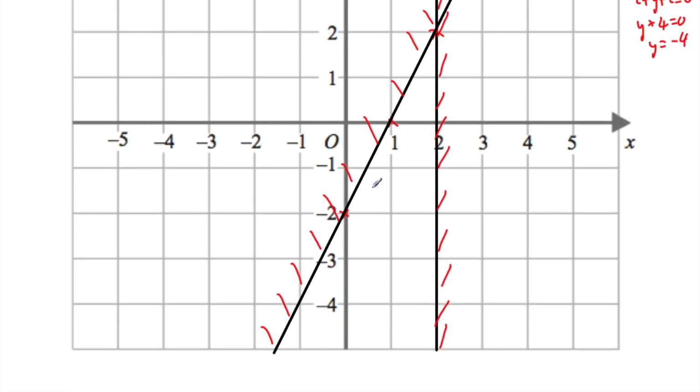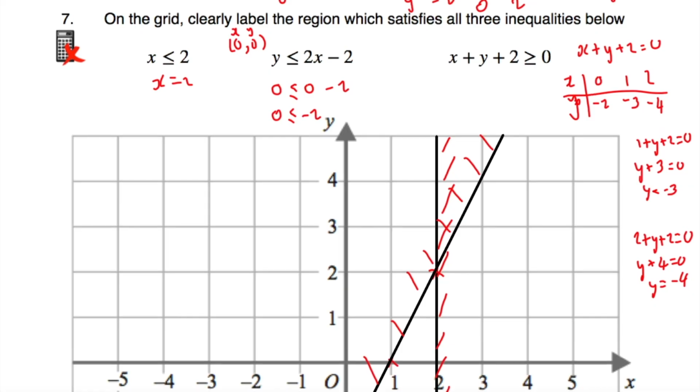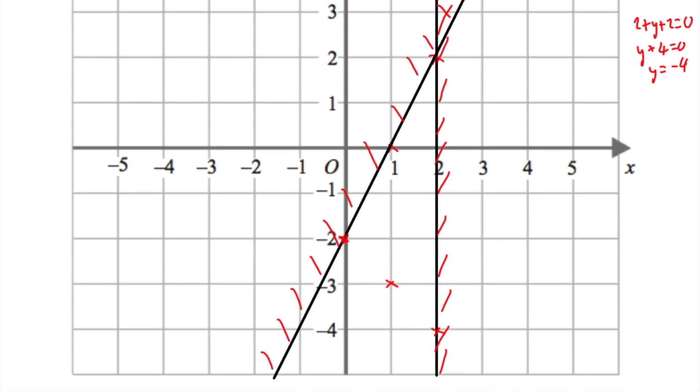So let's plot them. 0, negative 2 is there. 1, negative 3 is there, and 2, negative 4 is there. So they're on that diagonal line, and it's bigger than or equal to, so we're going to do a solid line passing through those 3 points. So let's do that. And that's fantastic. We've now drawn x plus y plus 2 is equal to 0.